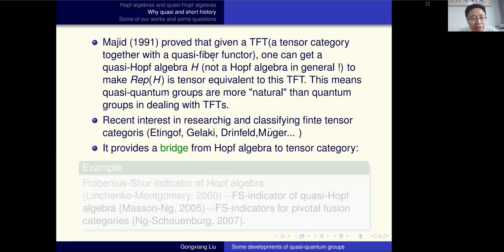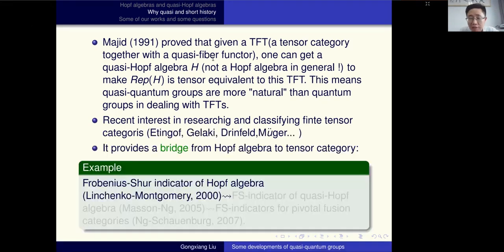Also, another point is that it provides a bridge from Hopf algebras to tensor categories. You know, a Hopf algebra is more special than a quasi-Hopf algebra. So the quasi-Hopf algebra becomes a bridge between Hopf algebras and general tensor categories. For example, I'll take an example to convince you this is useful. Take the Frobenius-Schur indicator. We know the Frobenius-Schur indicator was introduced, of course, by Frobenius and Schur. Oh, sorry, there's a C missing.